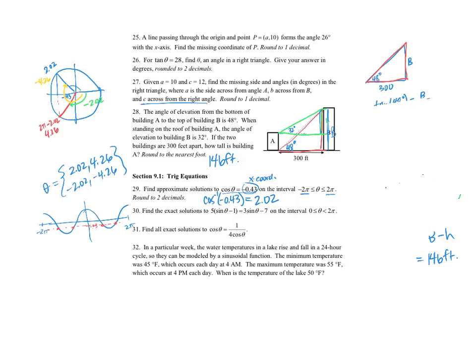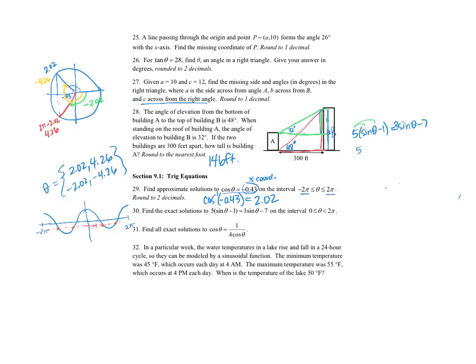So for the next one, it says I want to find all the exact solutions to this one. So we'll need to do a little bit of algebra here to find out what's happening. So the first thing I want to do, I'll just write out the problem just like it is. So I've got 5 sine theta minus 1 equals 3 sine theta minus 7. And so I can start by distributing the 5.